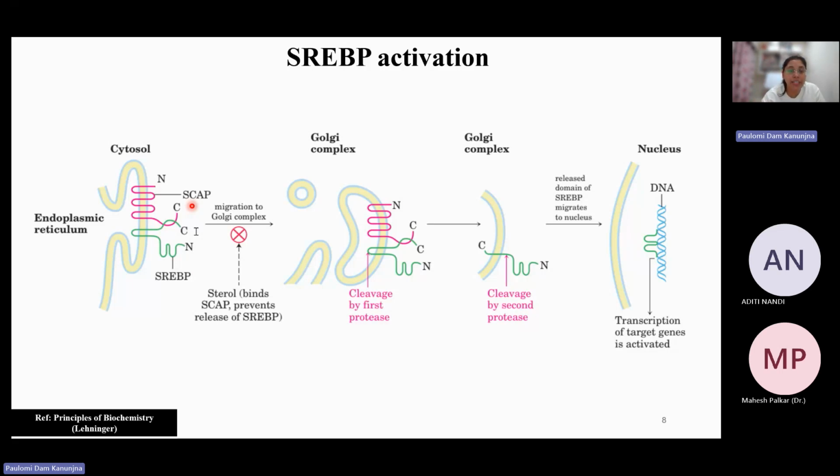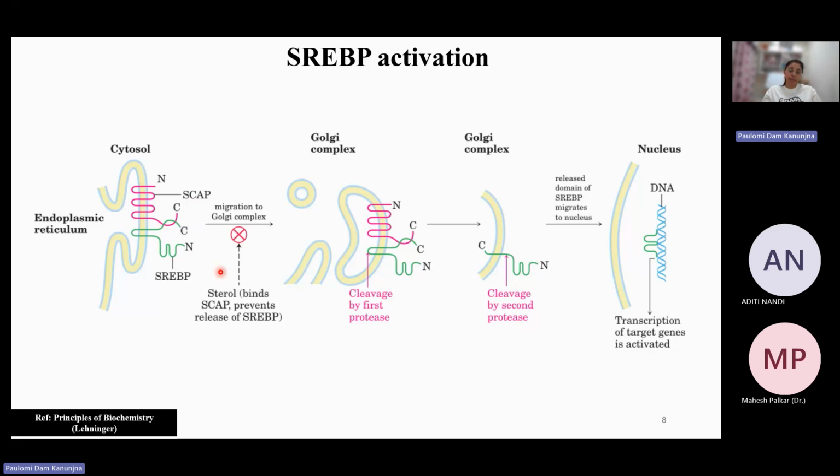So there it is cleaved in two steps by two proteases, right? The second cleavage releases the domain which is important, and that domain travels to the nucleus and binds to the DNA and does the enhancement of the transcription. So the whole idea here is, as you can see, the level of cholesterol themselves regulate if the synthesis needs to take place. Let me put it in this very simple way.